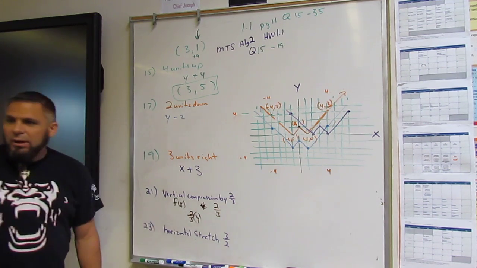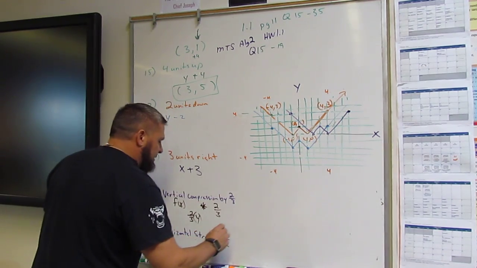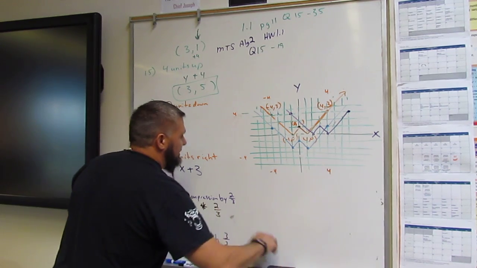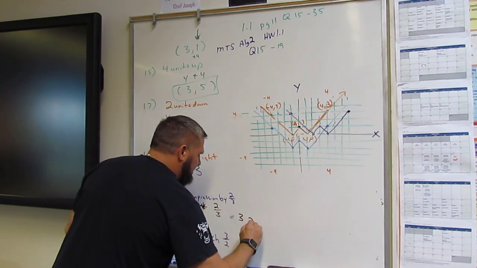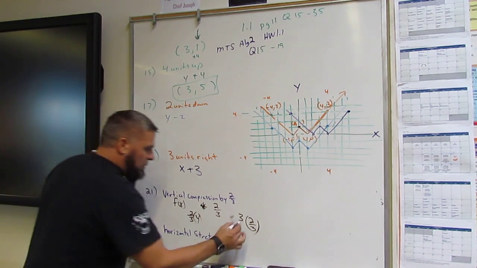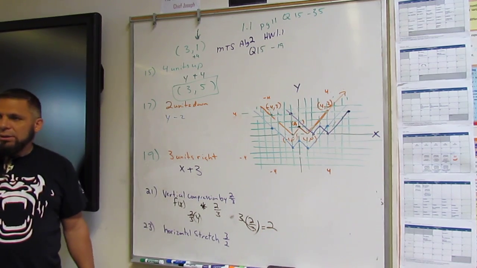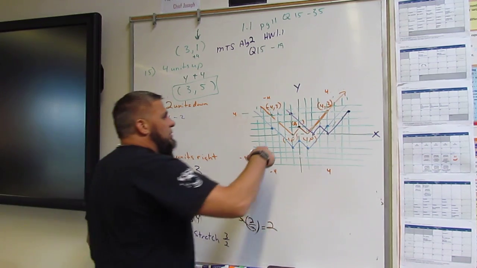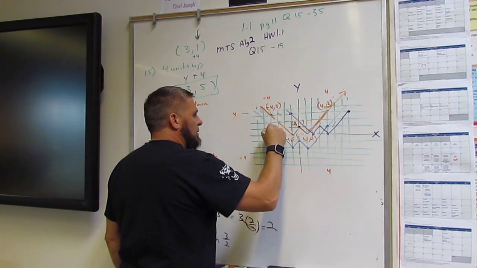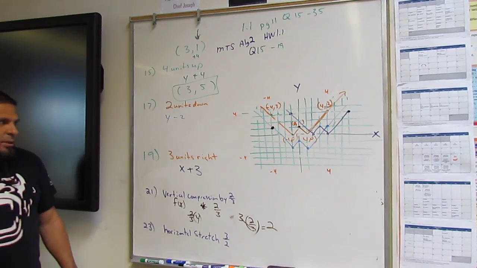And so then I'm going to take this y, and the y in this case is not -4. The y in this case is 3. So 3 times 2/3 is how much? Well, wouldn't that be 2? Yeah. And so this 3 becomes a 2. Does that make sense?